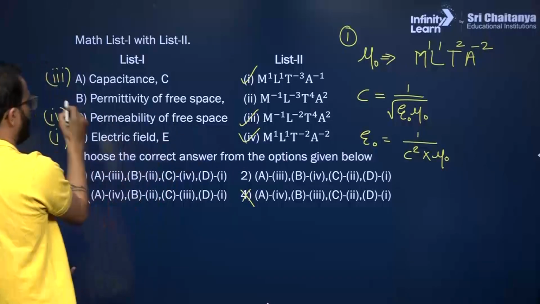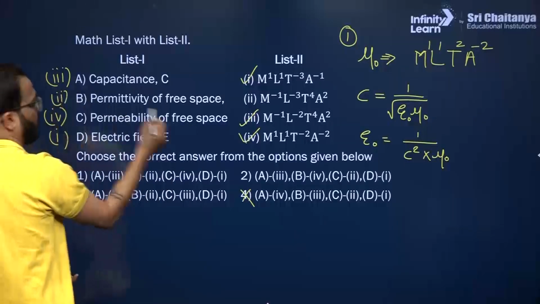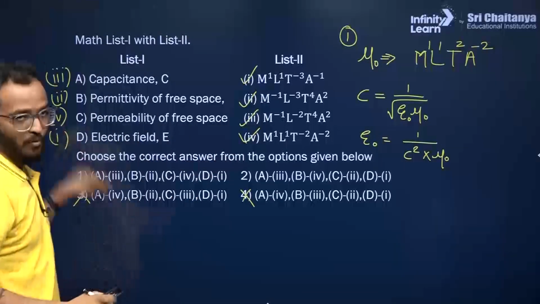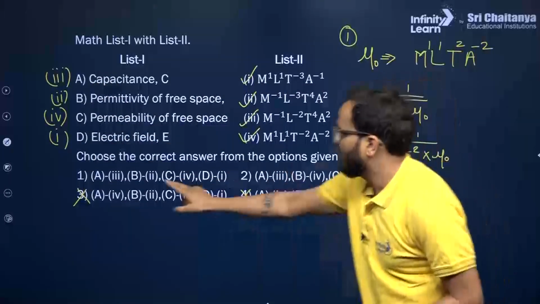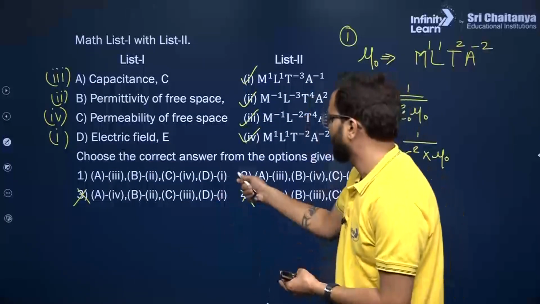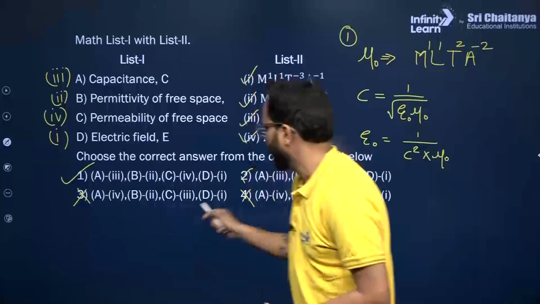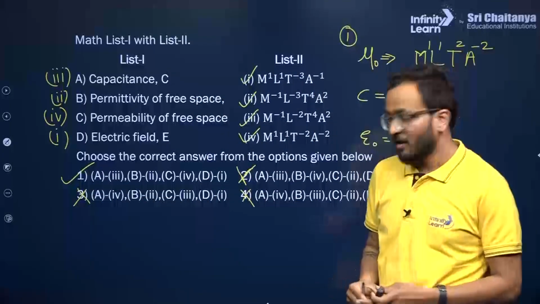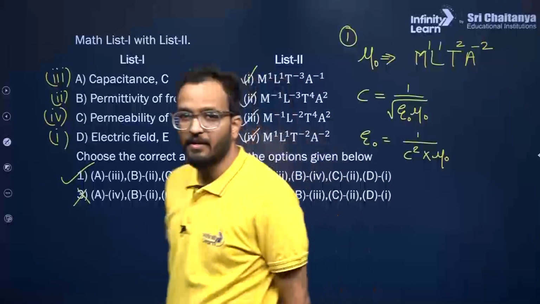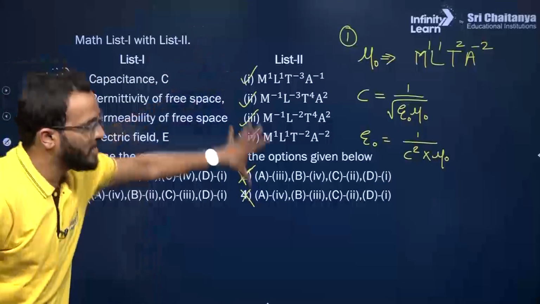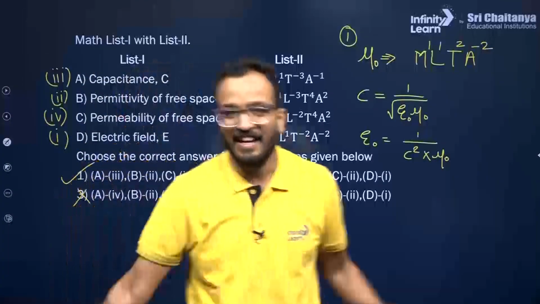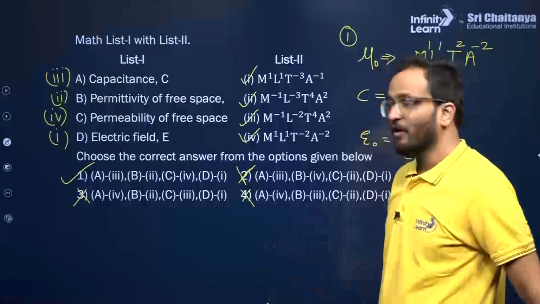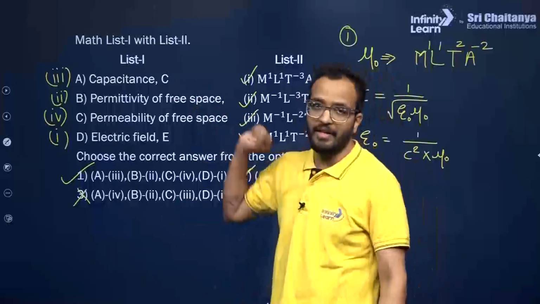So B automatically becomes 2. So the answer will be 3, 2, 4, 1. Can you see? Just by remembering one data, it becomes so easy to solve this question. Otherwise, it will be a hell of a question for you because we need to derive the capacitance.